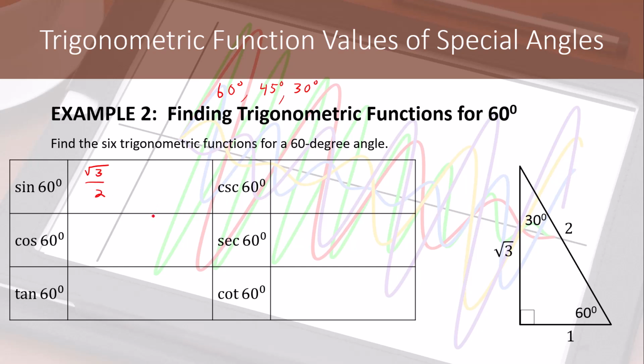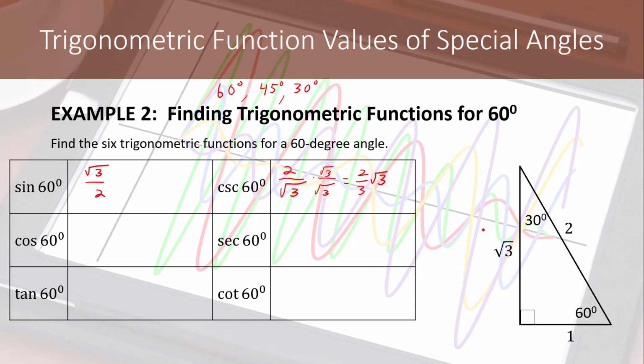Okay, what will its cosecant be? Well, its cosecant is going to be the reciprocal of that, which will be 2 divided by the square root of 3. However, we're not allowed to have radicals in our denominator, so we need to rationalize this by multiplying both sides by root 3 over root 3. And then that will give us 2/3 times the square root of 3.